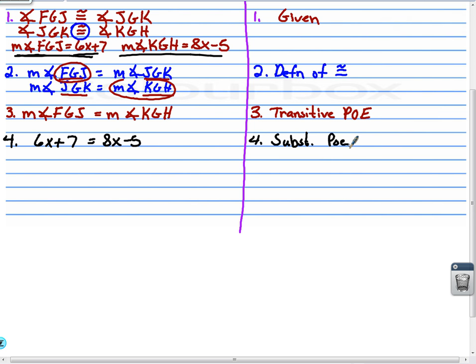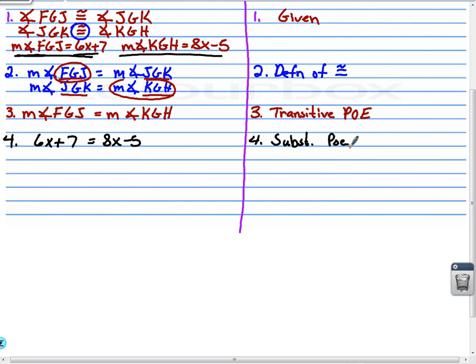The substitution property of equality says that when two things are equal, I can take one of them out and I can substitute another one in. The same thing as substituting players in on a basketball court. Take one out, put another one in. You don't want to put a 5 in for a 1, right? You don't want to put a 2 in for a 4. You put 4s in for 4s, you put 5s in for 5s.